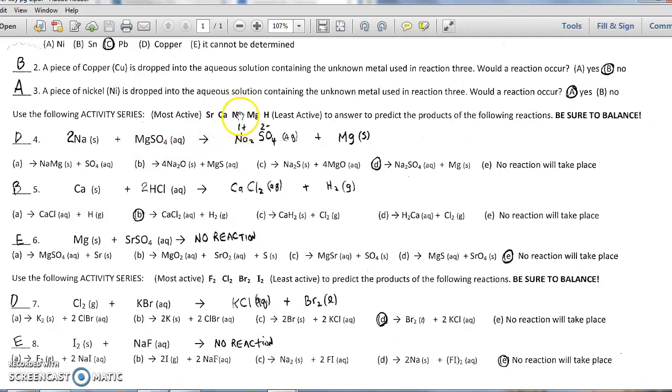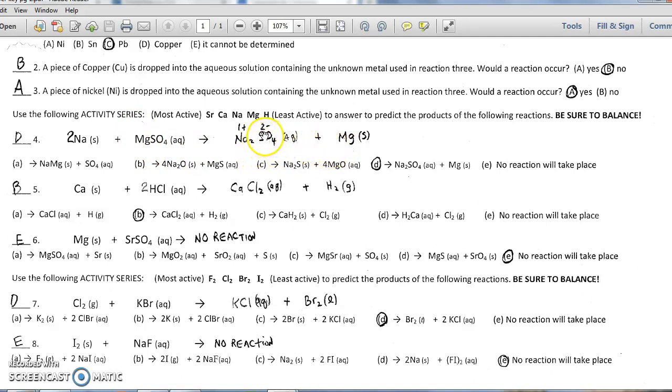There's sodium. We dropped it in a solution of magnesium sulfate. Magnesium. Can sodium displace magnesium? Absolutely. So sodium would take magnesium's spot in that formula, and magnesium would precipitate out of solution. And where do we get Na2SO4?